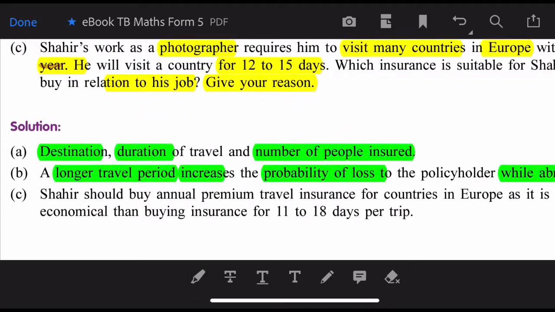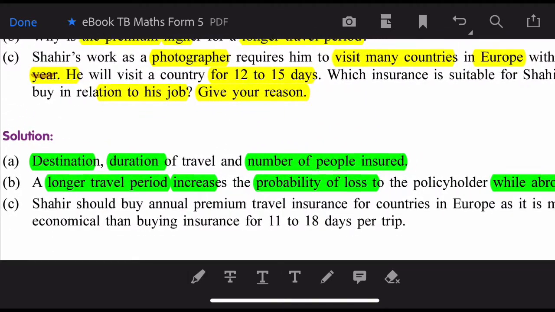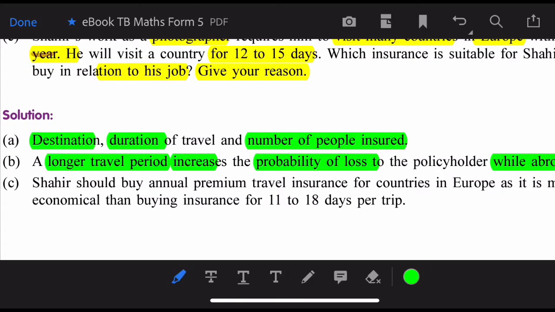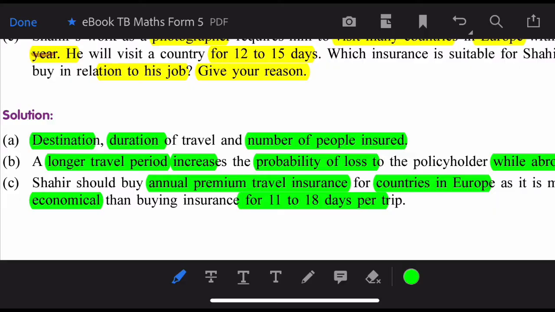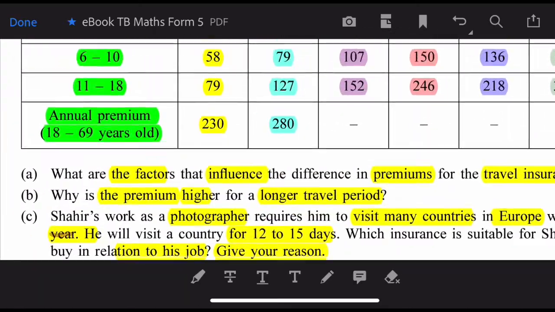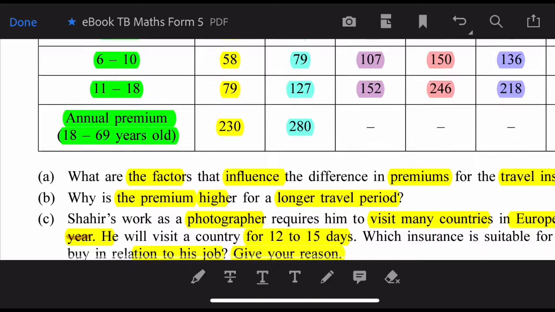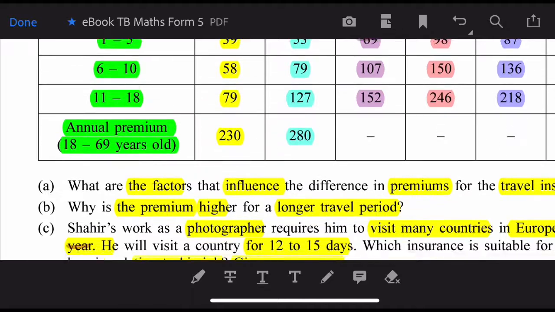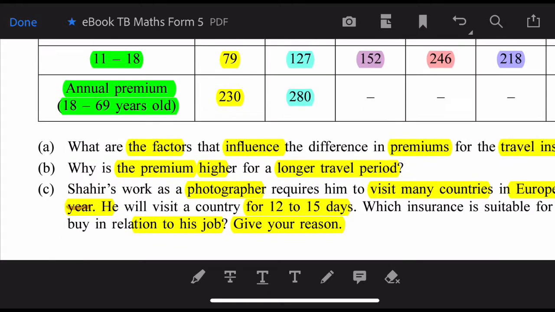Then let's see how about Shahriar. Which type of insurance policy should Shahriar buy? Shahriar should buy an annual travel insurance for countries in Europe, as it is more economical than buying insurance for 11 to 18 days per trip, right? Because the annual premium is just 230, and the duration for one whole year is 365 days, right?